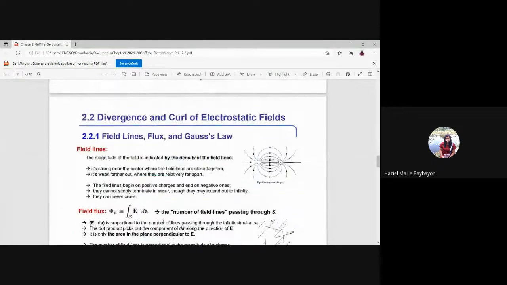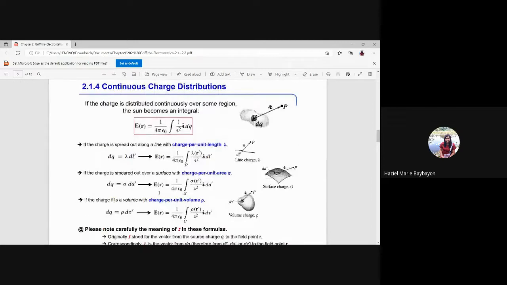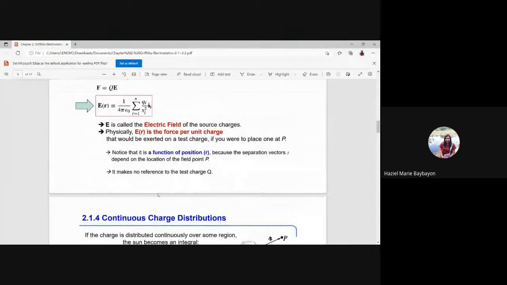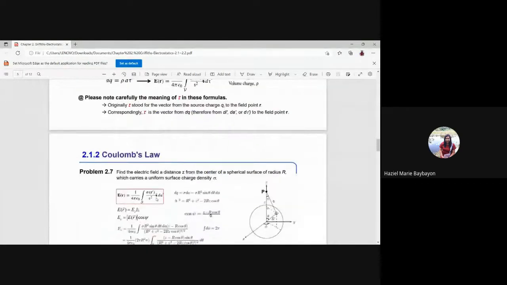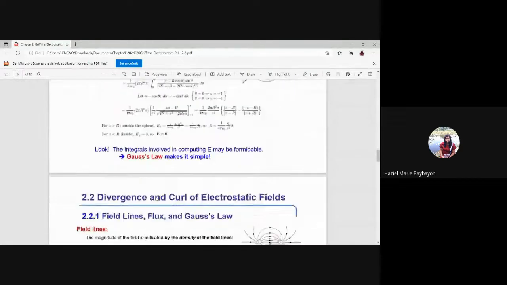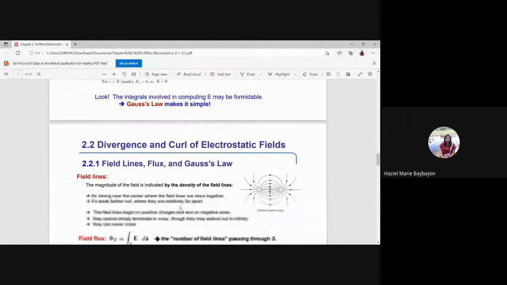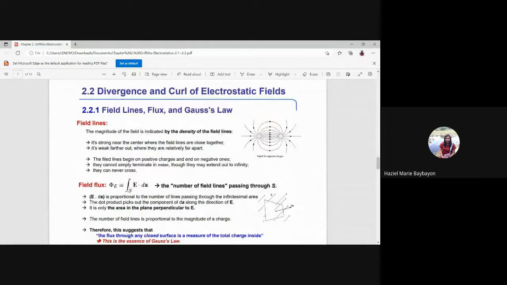Okay, so let's proceed to section 2. So, section 2: divergence and curl of electrostatic fields. So again, we will just discuss this, and then we will go back next meeting when we have our lecture class, we will go back to some examples. Okay, so we have many examples to solve. So we will just discuss the concept.